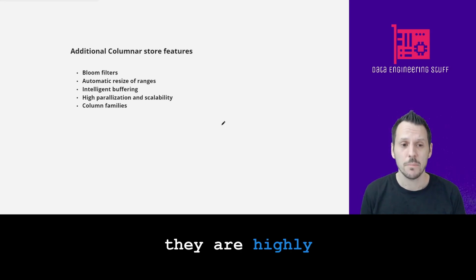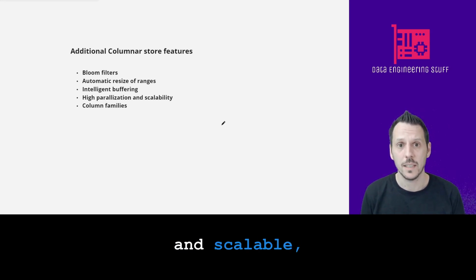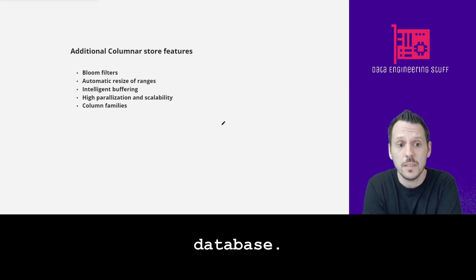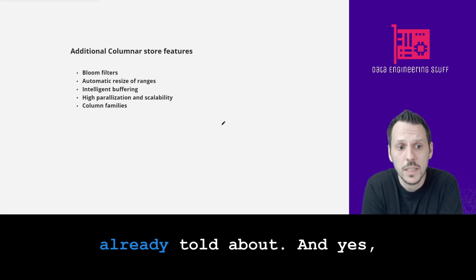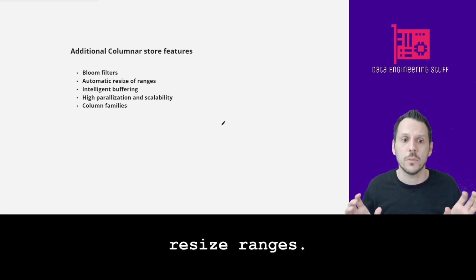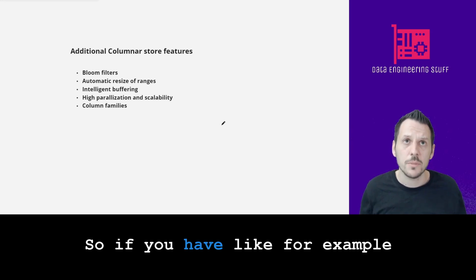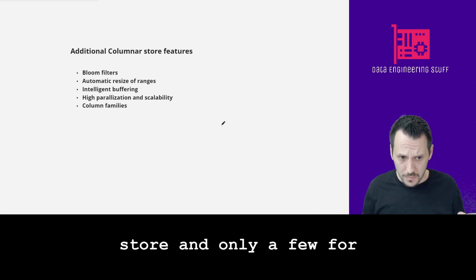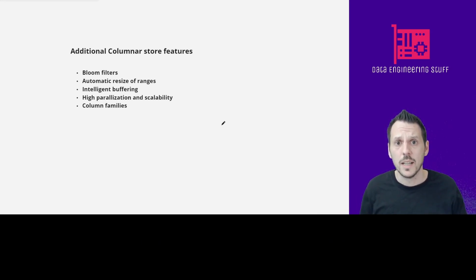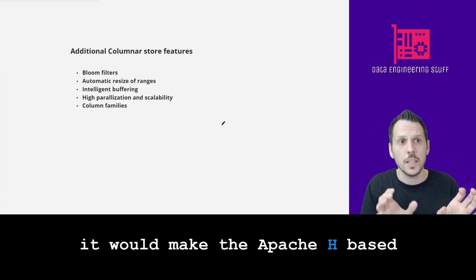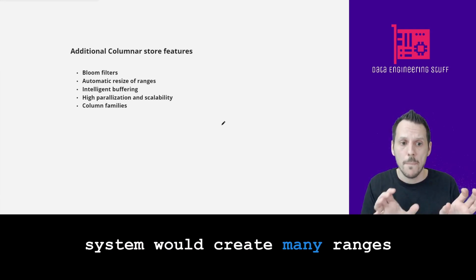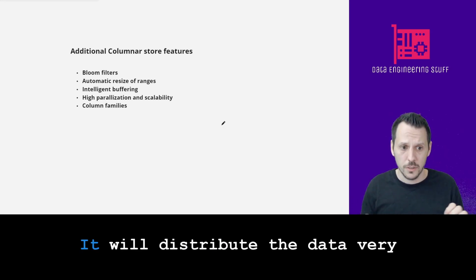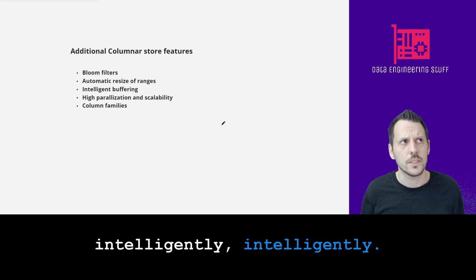They are highly parallelizable and scalable, much better than a relational database. They have these column families I already told you about. And they automatically resize ranges. So if you have, for example, many data sets for the Berlin store and only a few for the Bangkok store, the Apache HBase system would create many ranges for the Berlin store. So it will distribute the data very intelligently.